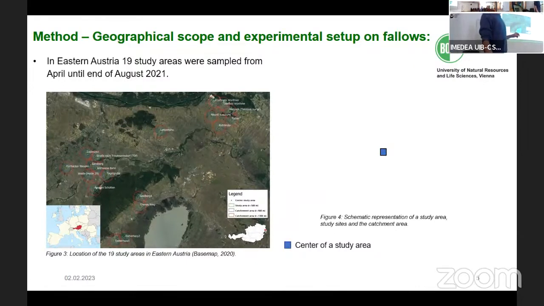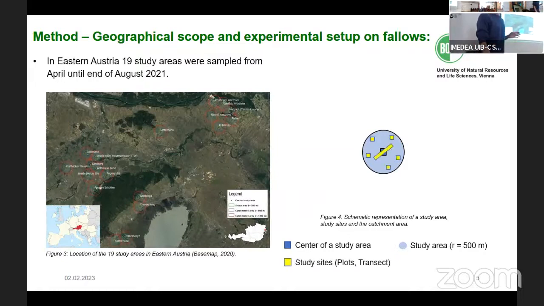In every fallow, we place the center of a study area. Around that, we created the study area with a circle with a radius of 500 meters. We chose 500 meters because the activity range of most wild bee species is 500 meters. Within the study area, we placed the study sites, the places where the sampling took place, which in my case was 1 transect and 5 plots. So all the sampling we did took place within the study area.